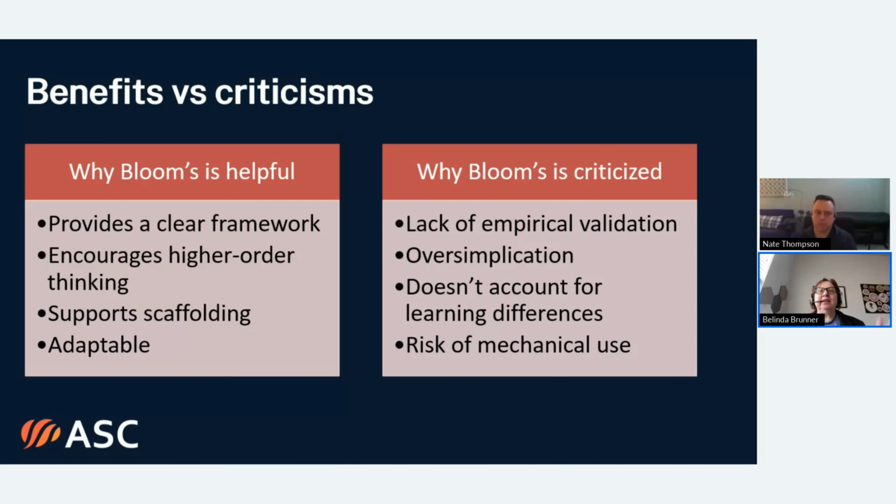Some of us think very linearly. We go from A to B to C. Others of us might be able to jump from A to C. So it doesn't account for those kinds of differences. And because of all those drawbacks of using Bloom's, it's also at risk of being used in a very mechanical way, of being oversimplified, as I said. It's not as easy to classify as you think it should be or would be by the taxonomy itself.